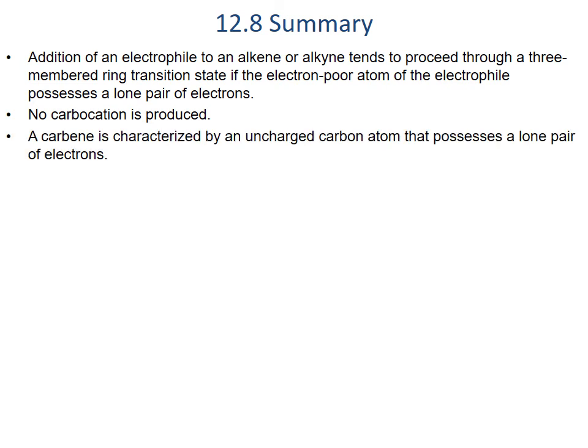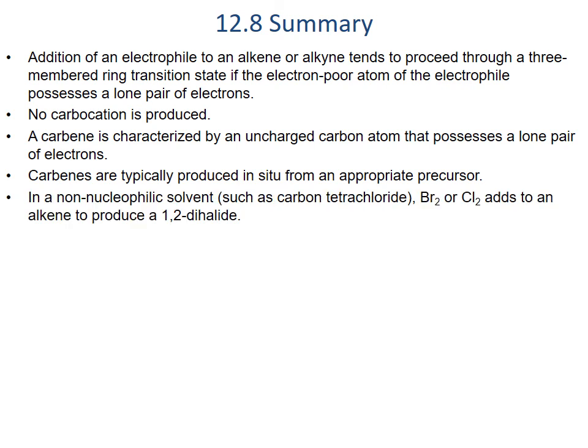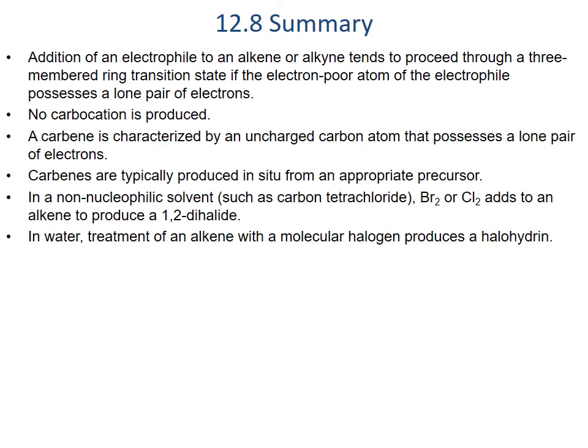One ring product that we can form is cyclopropane, but that requires us to form a carbene first. These are incredibly reactive and can only be made in the reaction itself. We can also form rings with molecular bromine or chlorine, which will react to form cyclic intermediates. In the absence of another nucleophile, the halide anion will react with the intermediate to form a dihalide. In water, the water will act as the nucleophile instead and will form a halohydrin.